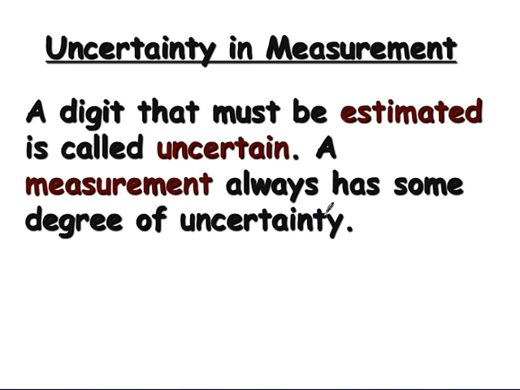So it says a measurement always has some degree of uncertainty. So remember, when you see the digital balance, sometimes that last number is going to be fluctuating up and down. That's because the last digit is always uncertain. We can't see exactly how large something is, or exactly how much something weighs, because we just don't have a tool that can go out to infinity.